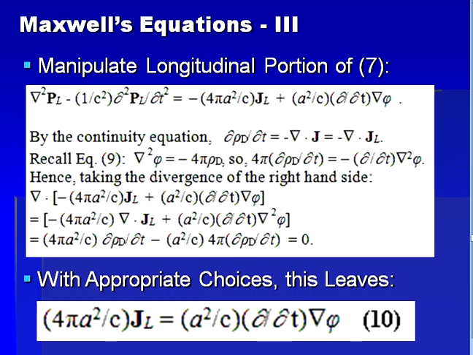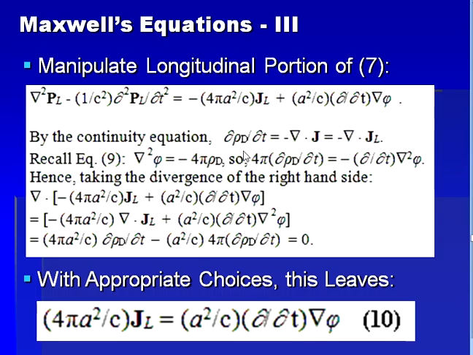This slide begins where the previous slide left off, which is the longitudinal portion of the equation of motion for the attached positive ether. To manipulate this equation further, we first take note of the continuity equation, which is the partial derivative with respect to time of the density of the detached ether being set equal to the negative of the divergence of the current, which is equal to the negative of the divergence of the longitudinal portion of the current.